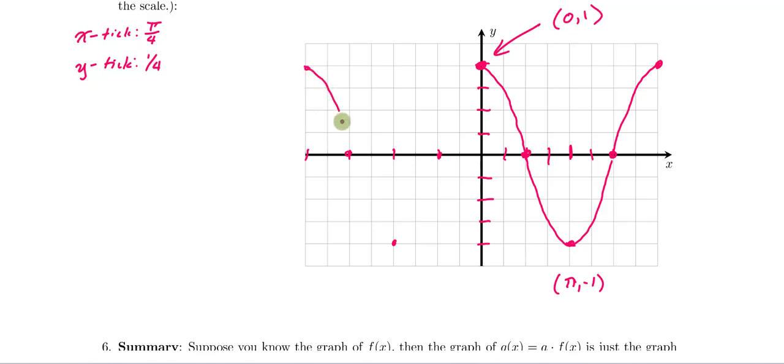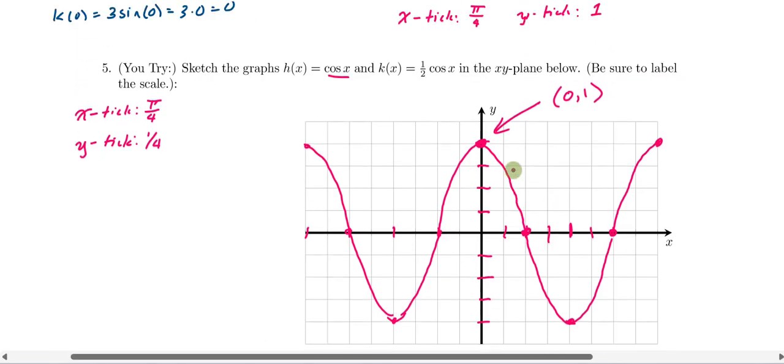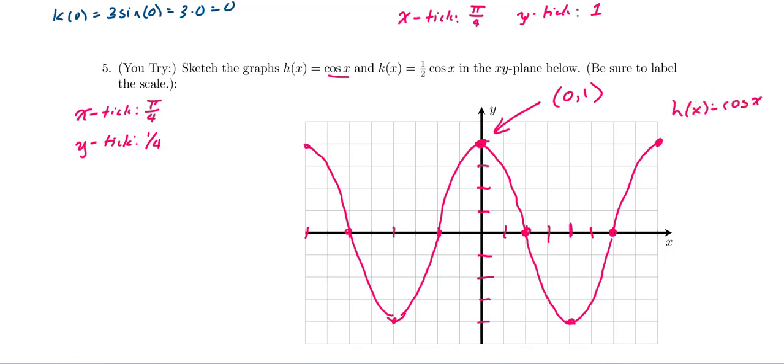And you can finish sketching out. Now, careful here, folks. Don't let the above graph deceive you. This is the graph of just, I think I'm calling this h of x. Yes, h of x is equal to the cosine of x. So what I would like you to try to do is sketch the graph of k of x equals 1/2 the cosine of x.